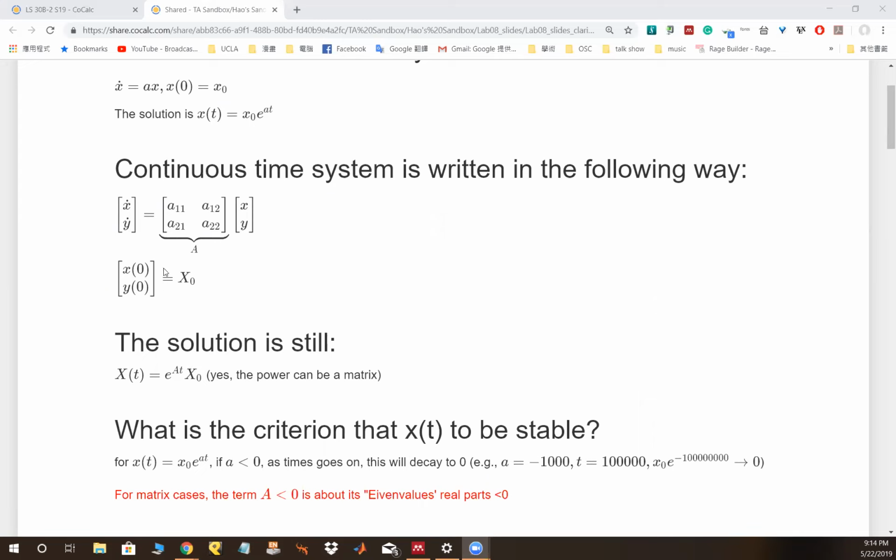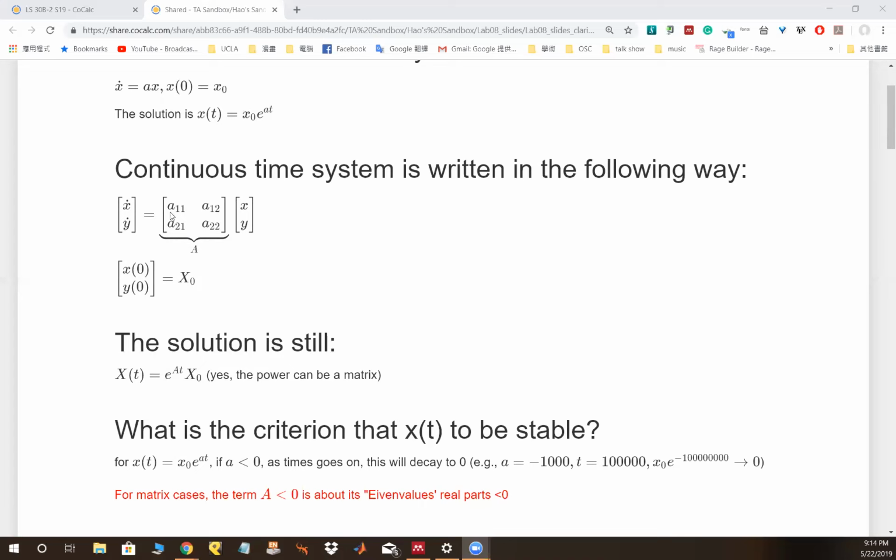If you write it in the matrix way, you put the initial condition as a vector at the end of the result, and in front you multiply by exponential of the matrix A times t. You might say, wait, could the power of the exponential be a matrix? The answer is yes, but it's not covered in class. If you are wondering what it looks like, you can come to office hour and ask me. But all I can tell you here is that this exponential At becomes a matrix.